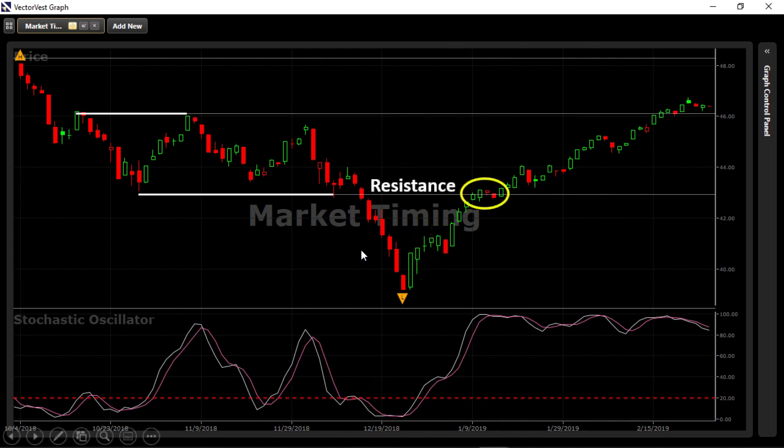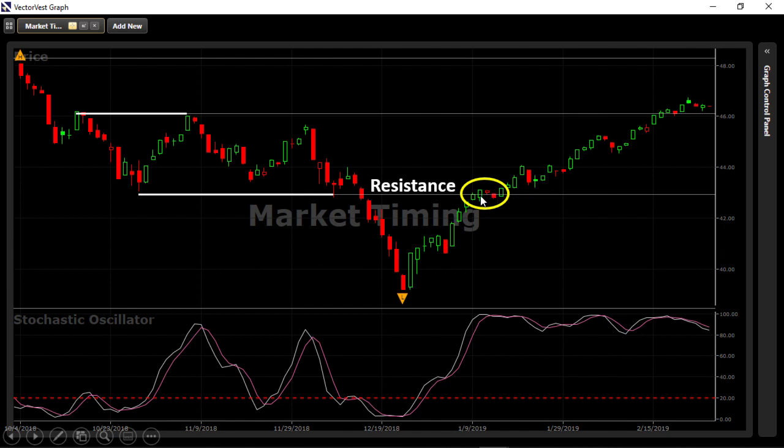A good time to start thinking about taking gains is right around this level here, beginning of January. Why? Because the market, we have resistance here. Remember, it was support, right? It was support here, it was support here, it was support here, and then it broke down through support, which becomes resistance.